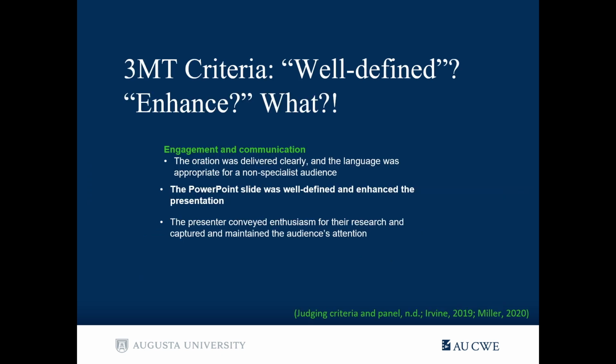The criteria for the slide portion of your 3MT presentation can be found under the engagement and communication portion of the rubric. There are 3 parts to the criteria here. First, that the oration was delivered clearly and the language was appropriate for a non-specialist audience. Second, that the PowerPoint is well-defined and enhanced the presentation. Finally, that the presenter conveyed enthusiasm for the research and captured and maintained the audience's attention. Let's leave the first and third points aside for now, though, and talk about point 2.